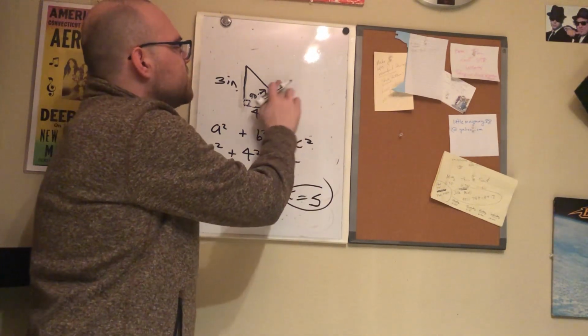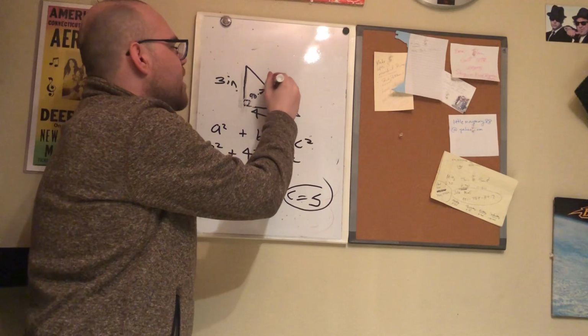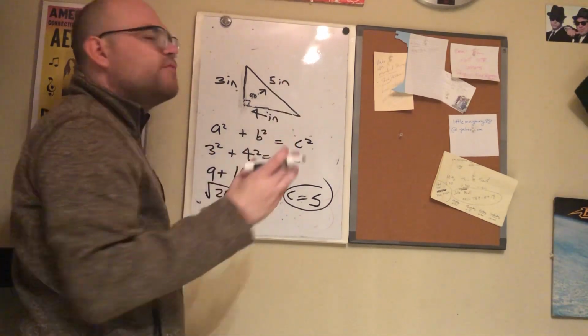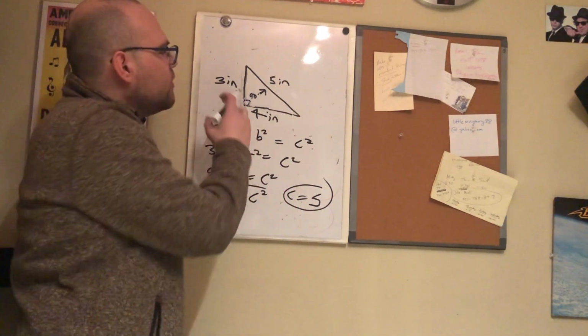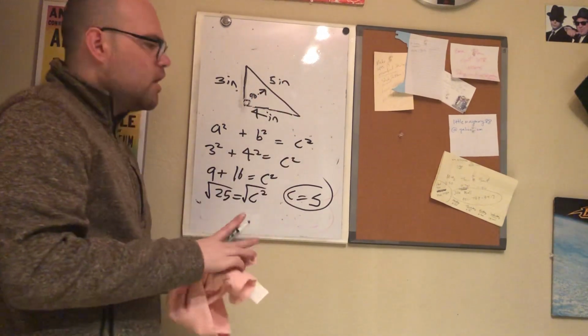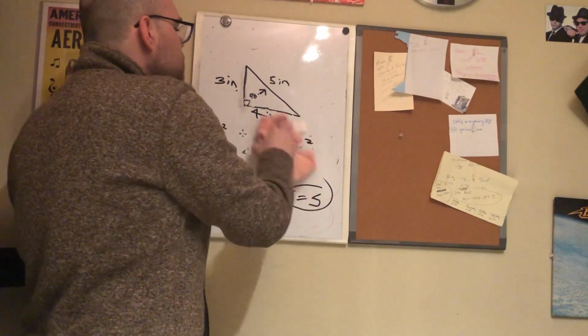So we can get rid of this c and just write 5 inches. And this is a very common triangle we see. It's called a 3, 4, 5 triangle. So let's try it with a little bit more unusual numbers.